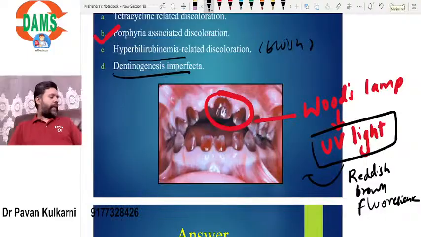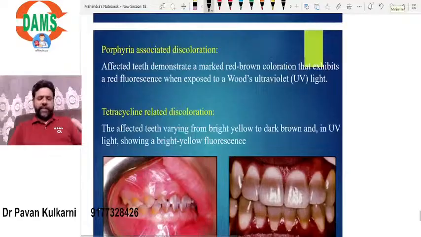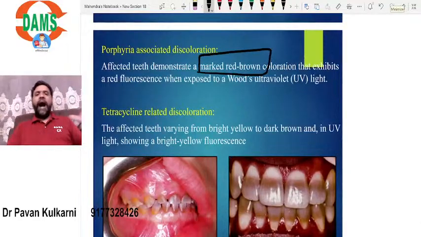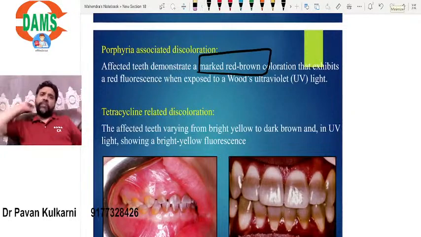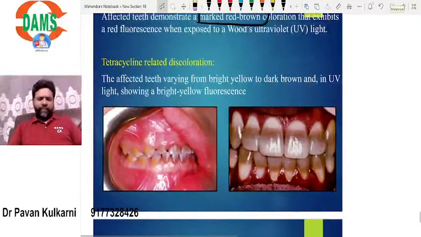So that is what I just wanted to discuss here. You can see this porphyria-related discoloration. Yes, marked reddish brown discoloration. What is the meaning of marked? Marked means that in porphyria-related discoloration, the reddish brown will be very dark. So this is a tetracycline staining.